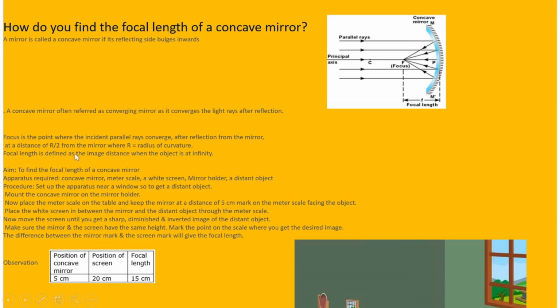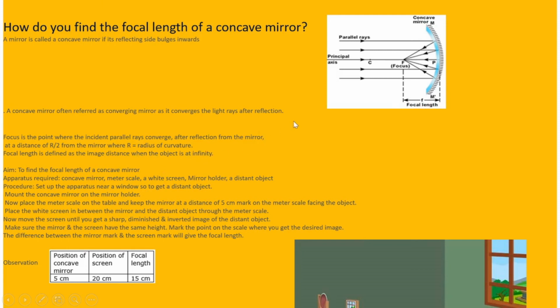Focal length is defined as the image distance when the object is at infinity. Focal length is the image distance where the image is formed, when the object is at infinity.